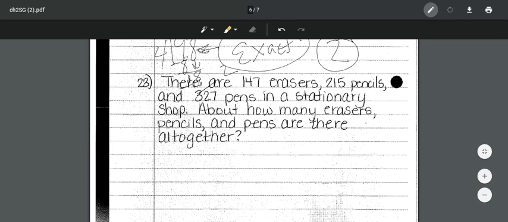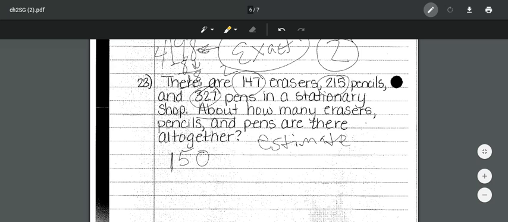Now in this case, it says there are 147 erasers, 215 pencils, and 327 pens in a stationery shop. About how many erasers, pencils, and pens are there together? So that about is going to tell me already that I'm going to estimate. So if I'm estimating, I'm going to go ahead and round. So I'm going to make 147 that 150.